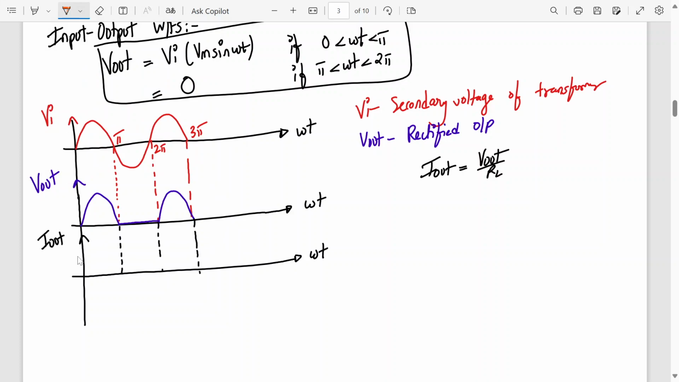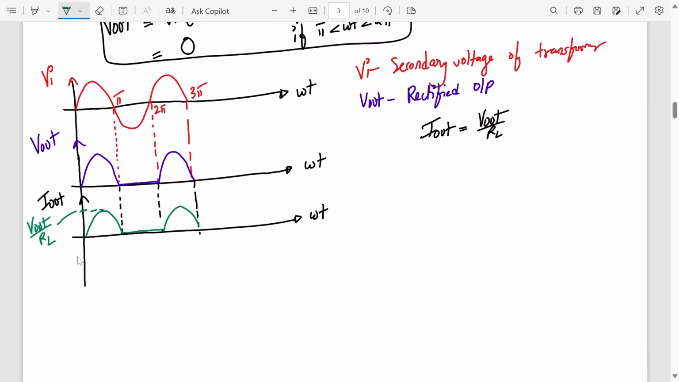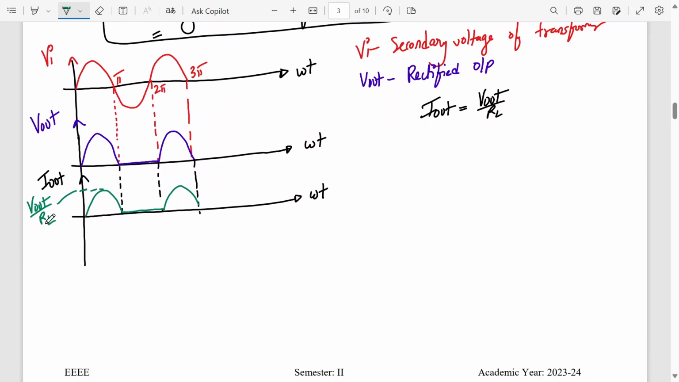Maybe the height it reaches is different. Let me use a different color, let me use green. Here the nature will be same. It will be positive over here, and it will follow the same nature. But what will be this height now? V out upon RL. This will be different, of course. It's voltage upon resistance, depending upon the RL value.